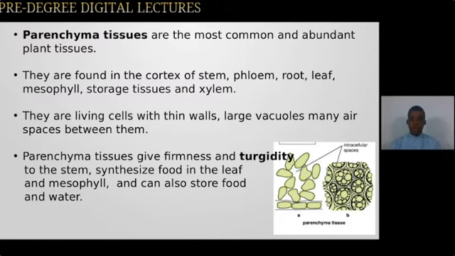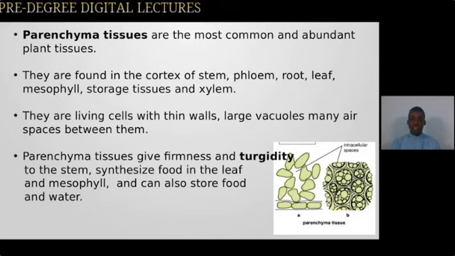The most common and abundant plant tissue is the parenchyma tissues. So they are found everywhere in the plant, from the cortex of the stem to the phloem, in the roots, leaf, mesophyll, etc. And they are made up of living cells. Those cells are thin and have large vacuoles with many air spaces between them, as you can see from the diagram there. You can see the intercellular spaces.